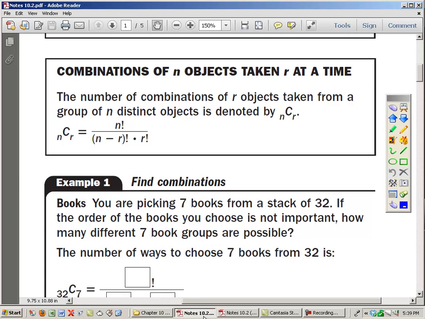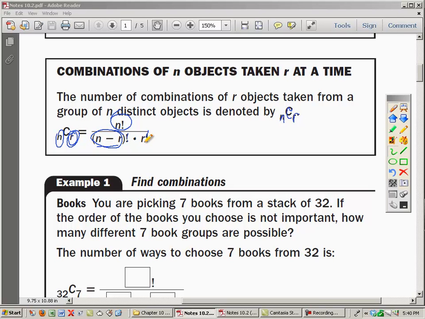The number of combinations of r objects taken from a group of n distinct objects is denoted by n choose r, where basically we're saying, look, we have n objects and we're going to choose r of them. Okay, so that's n choose r. The formula we use is n factorial over (n minus r) factorial times r factorial. Now this looks really confusing, but really all you're doing is saying, look, we have the total number of objects factorial on the top. Then I have the difference between the number and the number I'm choosing, factorial, times the number I'm choosing, factorial.